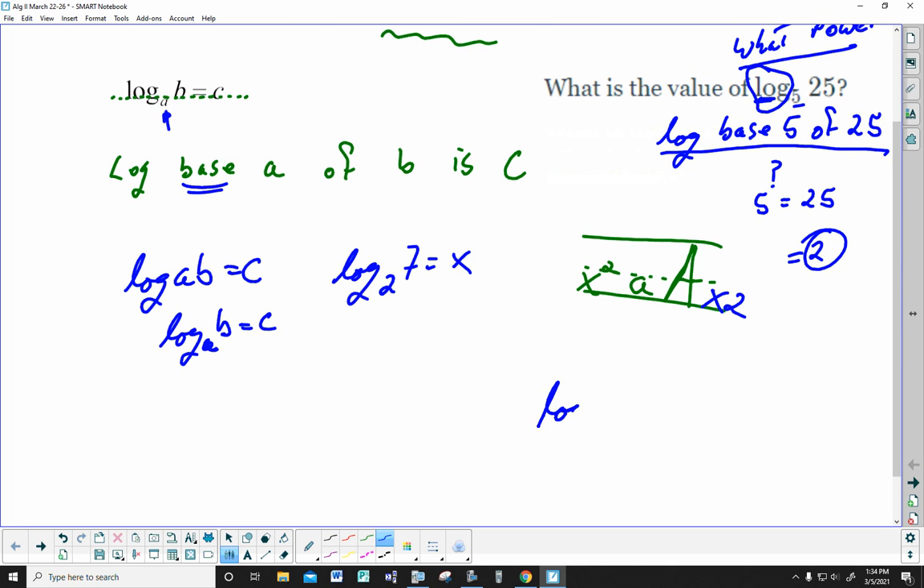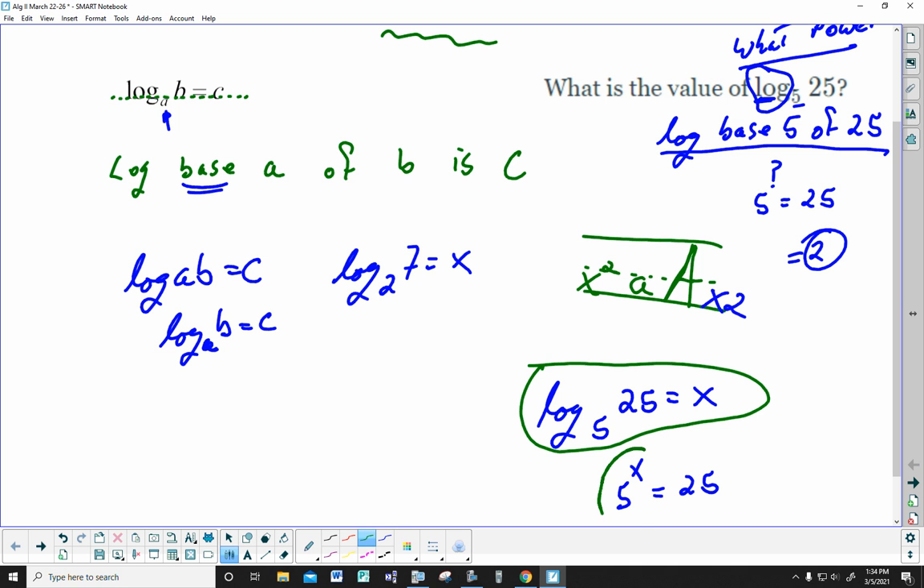So let me rewrite it. Log base 5 of 25 is what you're looking for. So I'm just going to slap an X in there. This is an identical statement to this. These are 100% equivalent statements. This is 100% exactly the same thing as this. They are exactly the same statements. Okay? This is written in logarithm form. This is written in exponential form. They are stating the same thing.